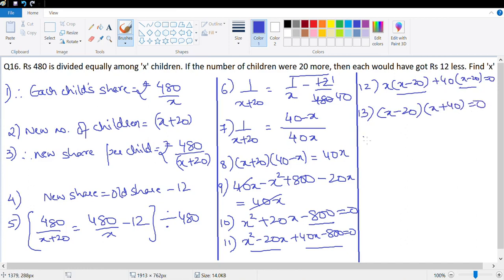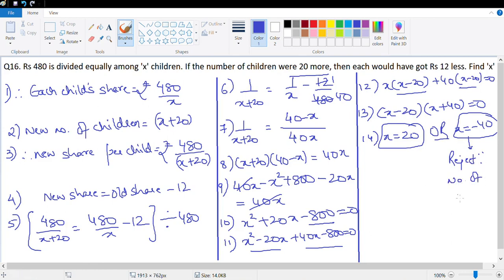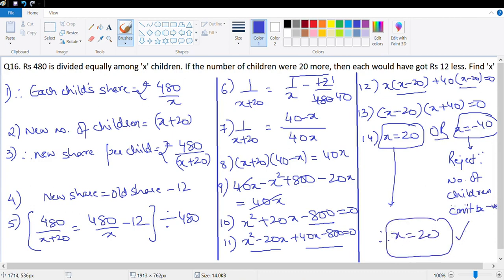This gives us x is equal to 20, or x is equal to negative 40. Now what is x? x is number of children. So reject, since number of children can't be negative. So that's our answer. Therefore, x is equal to 20. That's our final answer. Perfect.